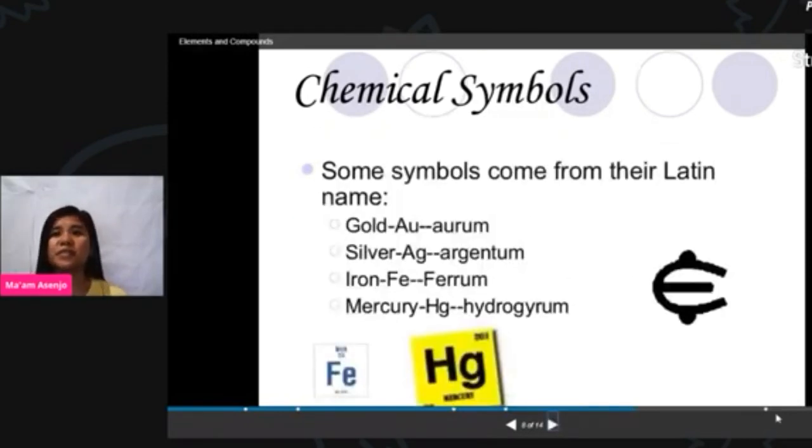Some symbols come from their Latin name. For example, the chemical symbol for gold is capital A, small letter u, because the Latin name of gold is aurum. For silver, the chemical symbol is capital A, small letter g, because the Latin name of silver is argentum. For iron, the chemical symbol is capital F, small letter e, because the Latin name of iron is ferrum. For mercury, the chemical symbol is capital H, small letter g, because the Latin name of mercury is hydrargyrum.